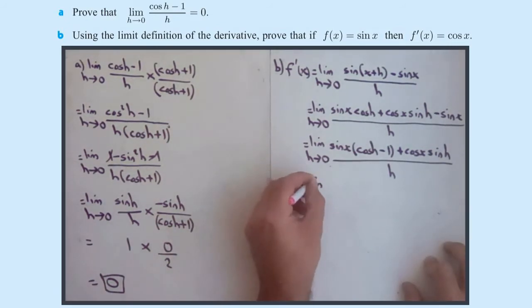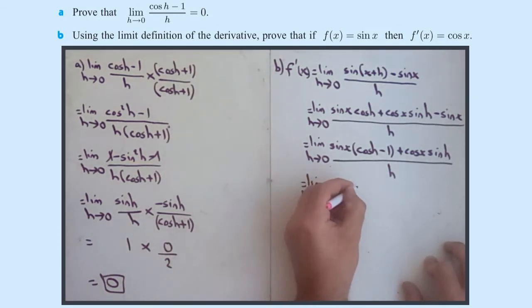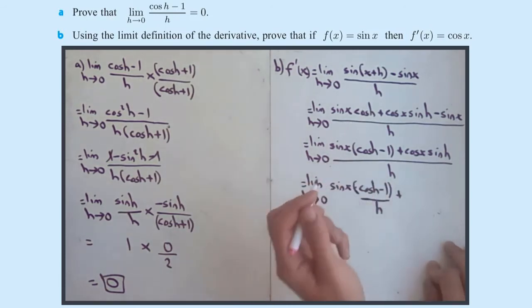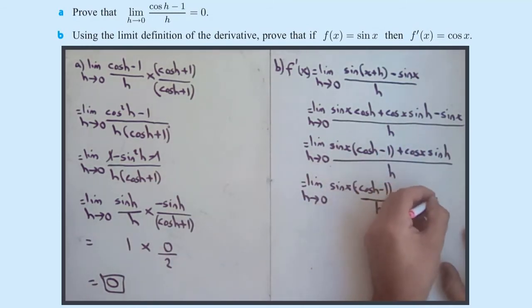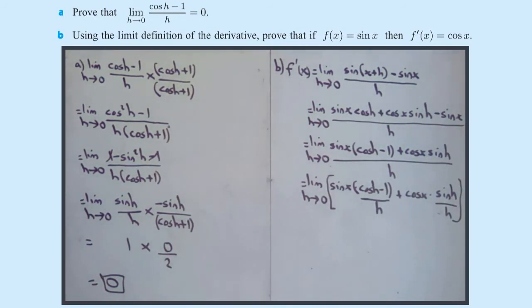So this now equals the limit as h approaches 0 of sine x times (cos h minus 1) over h, and I will put a bracket just to make it easier, plus cos x times sine h over h, and it's the limit of all of that. Right, so now we can use our limit laws, and we know that the limit of the sums is the sum of the limits, and also the limit of the products is the product of the limits.